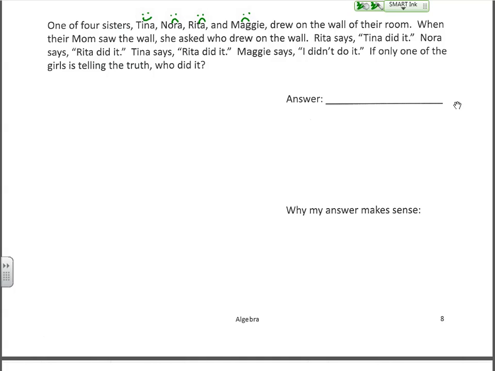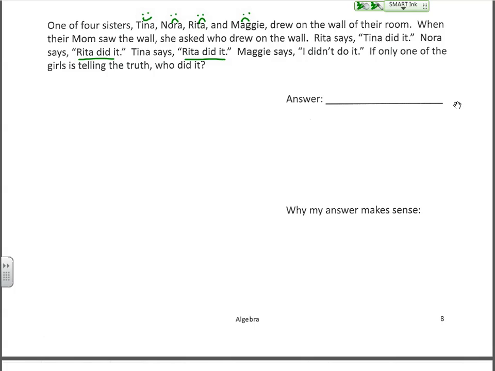If Tina is telling the truth, then does that get you down to the person who drew on the wall? Okay. Someone said that means that Nora is also telling the truth. Why? There you go. If Tina's telling the truth, that means that Rita did it, but then Nora pipes up and she says, yeah, Rita did it.